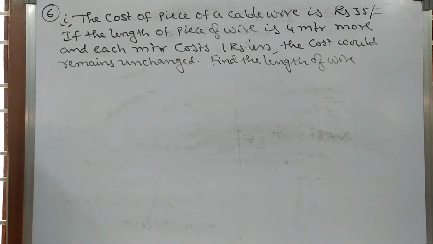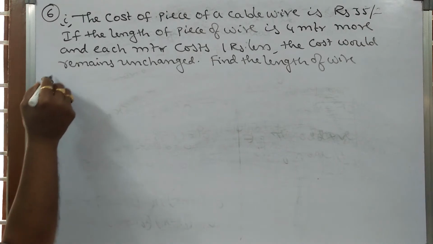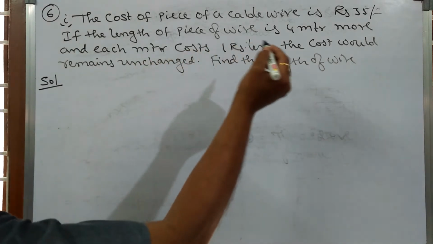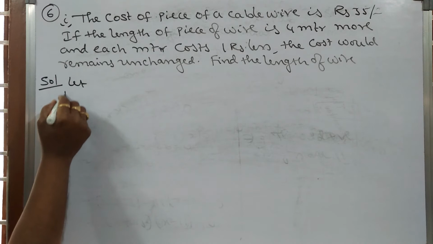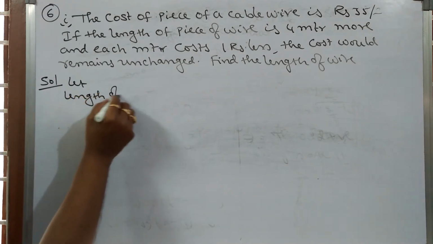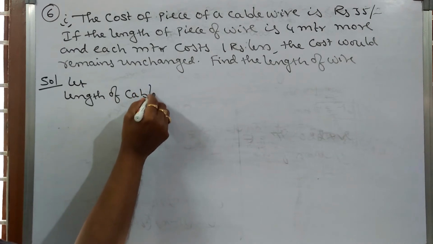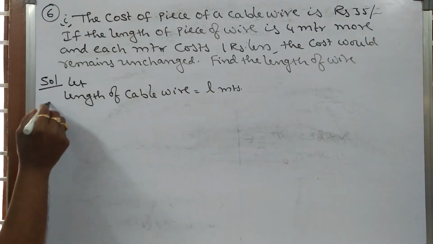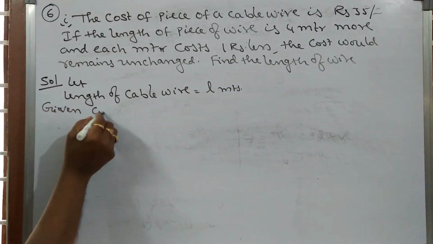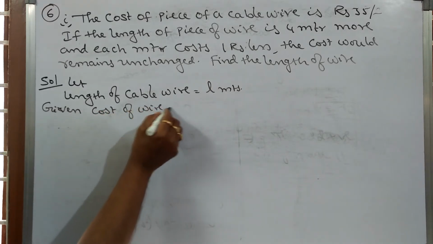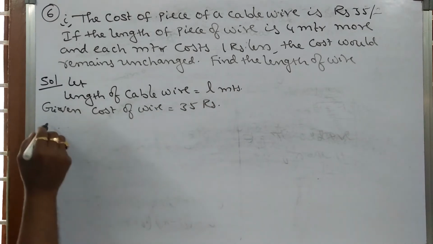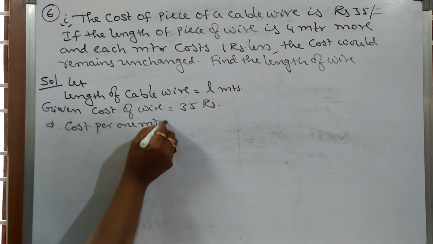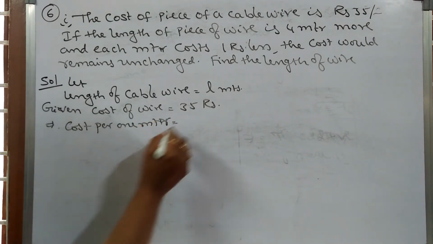Right? Okay. Now, let us go for the solution. What he has given? Cost of a piece of cable wire is 35 rupees. Let the length of cable wire, since we don't know, be L meters. Given cost of wire is equal to 35 rupees. So which implies cost per 1 meter, what are you going to get?